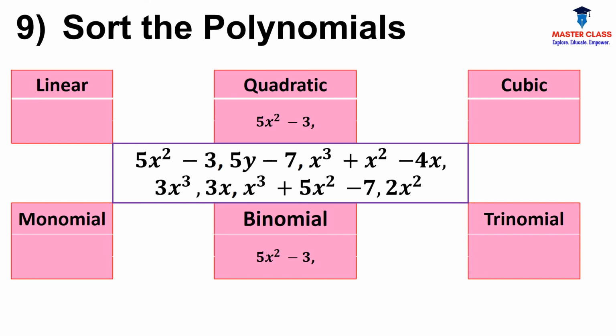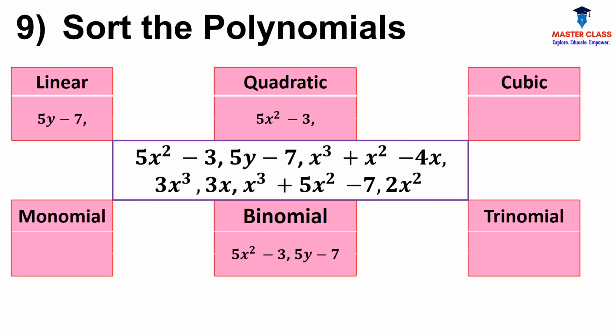The next polynomial is 5y minus 7. Since there are 2 terms in this polynomial, it is a binomial. However, in this case, the highest power is 1, therefore it is a linear polynomial. Therefore, the polynomial 5y minus 7 must be classified as a binomial as well as a linear polynomial.